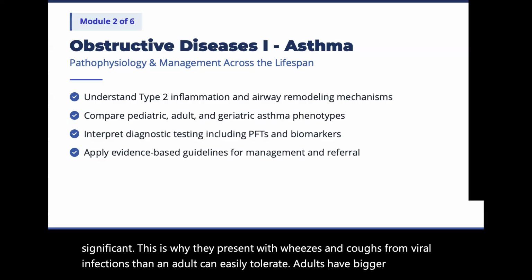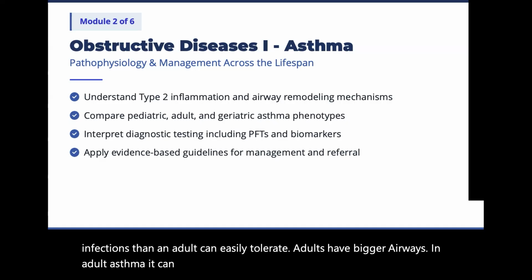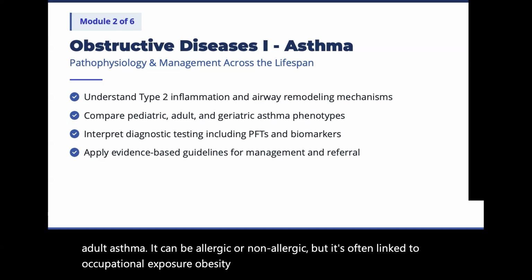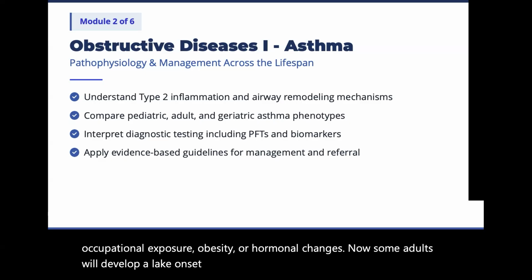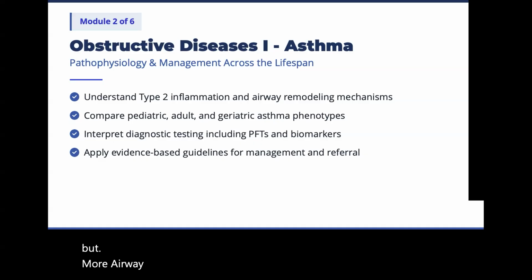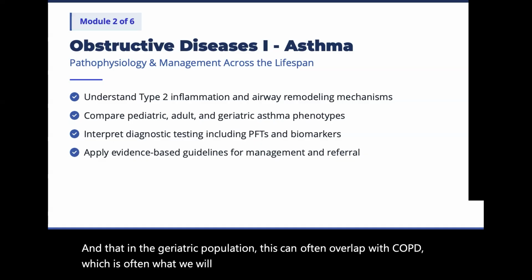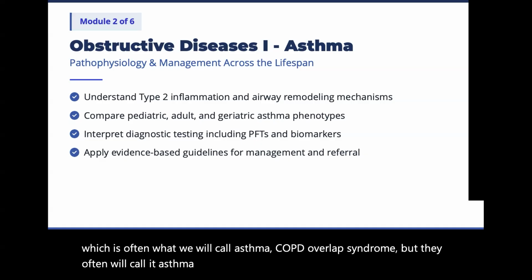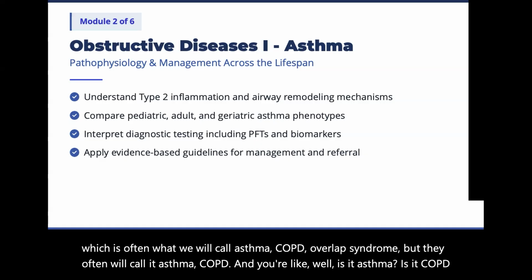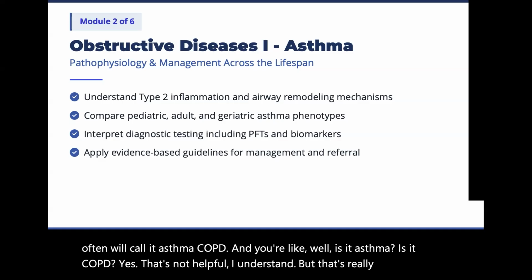Adults have bigger airways. In adult asthma, it can be allergic or non-allergic, but it's often linked to occupational exposure, obesity, or hormonal changes. Now, some adults will develop a late onset eosinophilic asthma with fewer allergic markers, but more airway remodeling. And then in the geriatric population, this can often overlap with COPD, which is often what we will call asthma COPD overlap syndrome. But they often will call it asthma COPD. And you're like, well, is it asthma or is it COPD? Yes, that's not helpful. I understand, but that's really what's going on because of the remodeling.